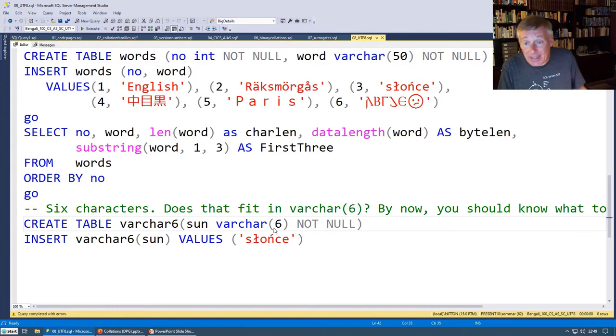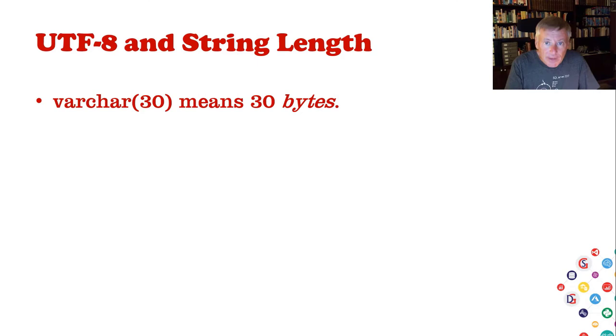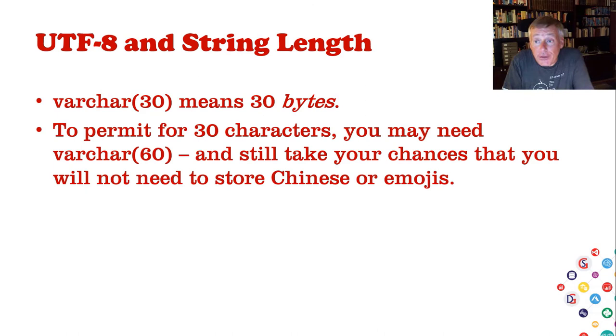I know the ANSI standard also permits varchar 6 to mean 6 characters, and maybe Microsoft is going to change that in the future, but I'm not really holding my breath because I think it could have some architectural impacts. But I might be wrong on that point. So anyway, to repeat, varchar 30 means 30 bytes, and to permit 30 characters, you may need varchar 60, and still take your chances that you will not need to store Chinese or emojis in your data. To be really sure, you would need 120, but maybe you have 30 characters as a limit because you have other constraints like column widths and reports, etc.